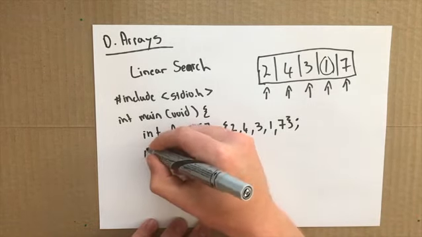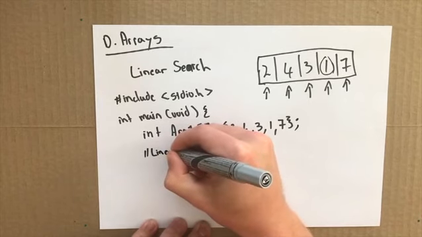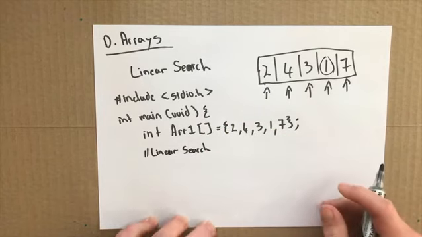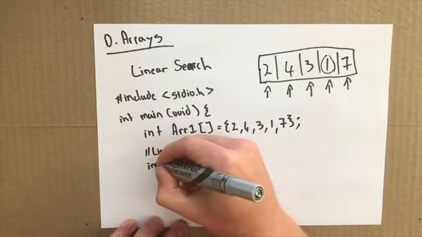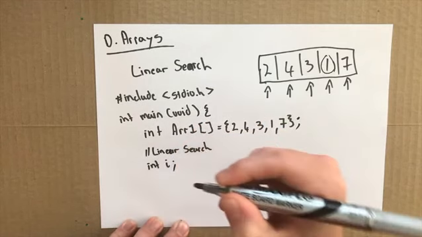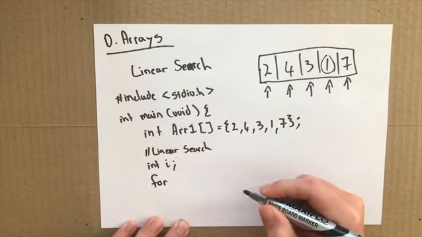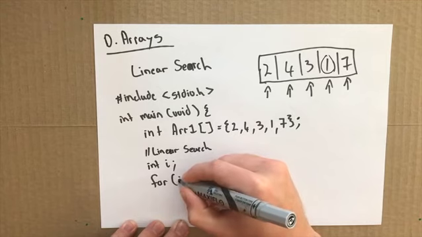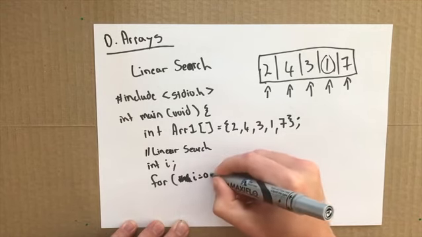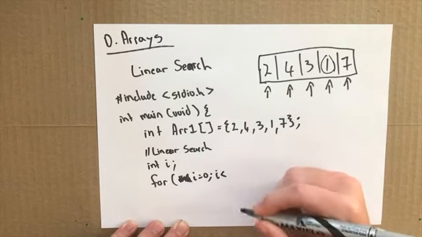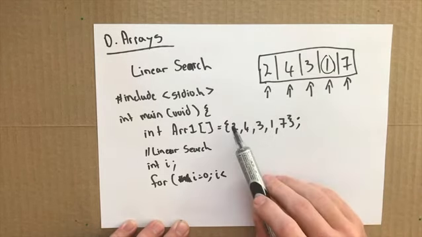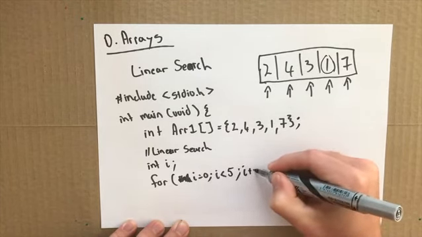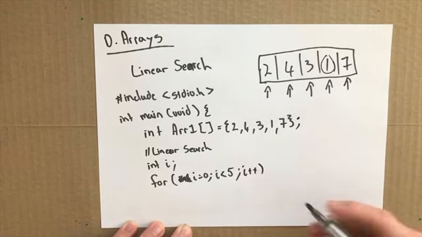So the linear search algorithm is using a for loop. So a for loop, a counter controlled for loop. So we need a counter variable, and we're going to say for i is equal to 0, i is smaller than the size. Now what's the size? 1, 2, 3, 4, 5. i plus plus.